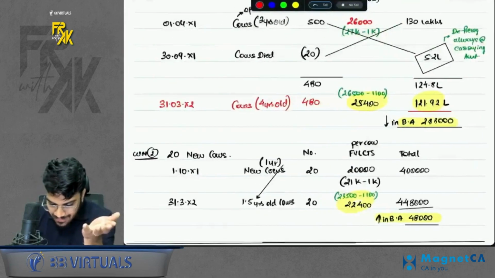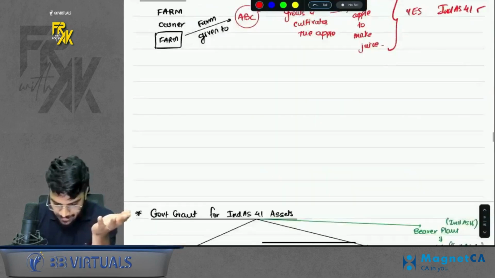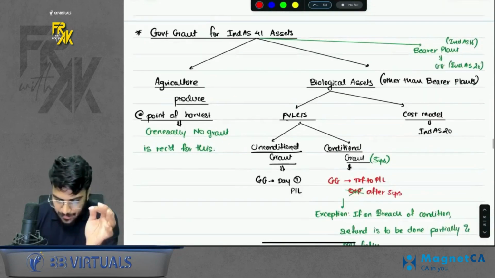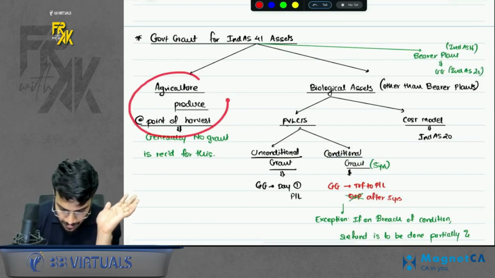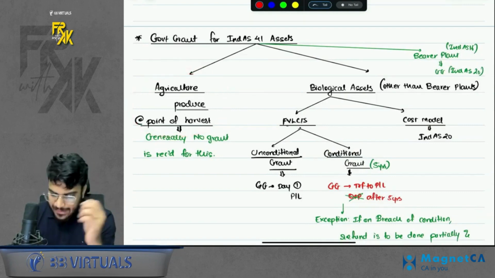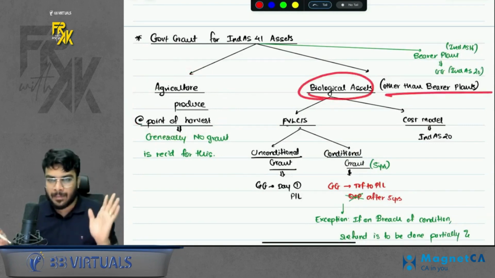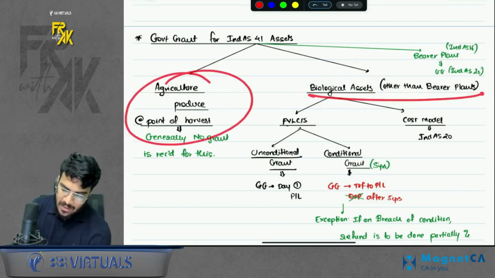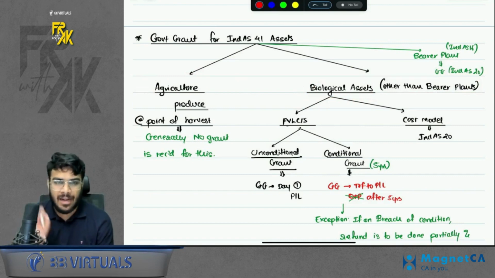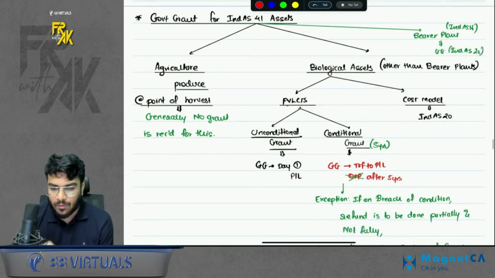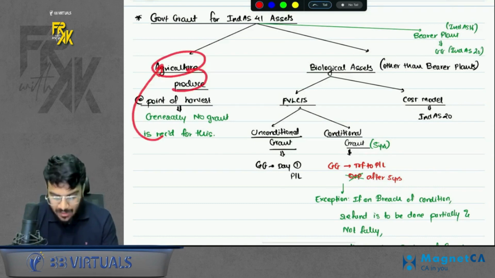So sir, which assets are covered under Ind AS 41? In case you can see, in Ind AS 41, 2 types of assets are covered. First is agriculture produce at the point of harvest. Second is biological asset other than bearer plants. These are the 2 assets which are covered under Ind AS 41. So its government grant is also covered under Ind AS 41. Now remember one thing what the standard says. Standard says normally we do not receive any grant for agriculture produce, so no discussion is done for this.